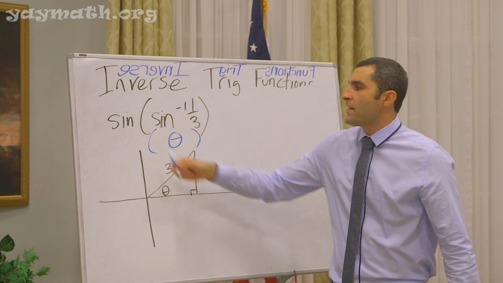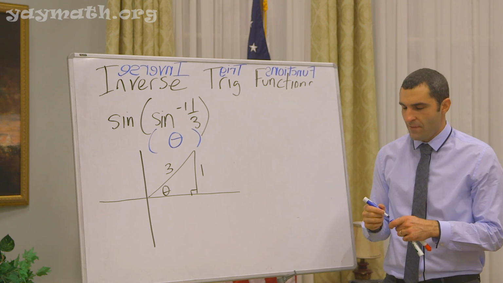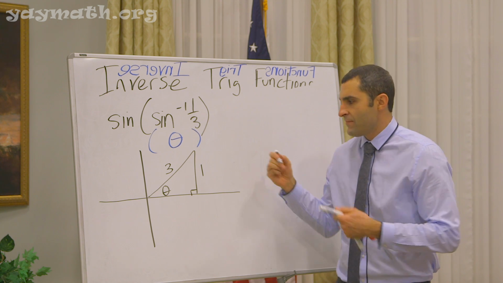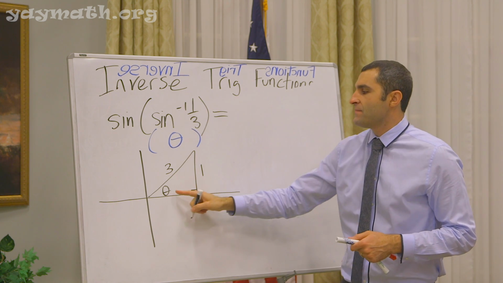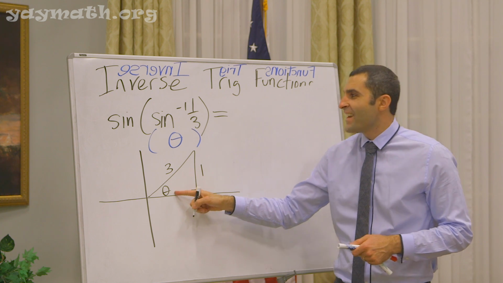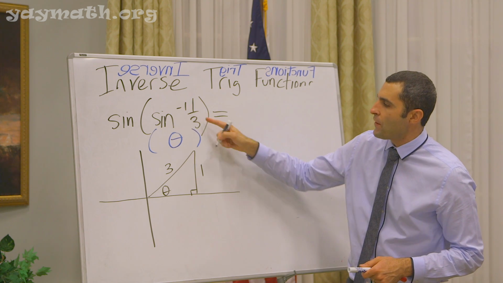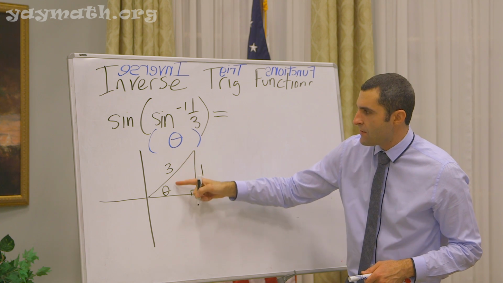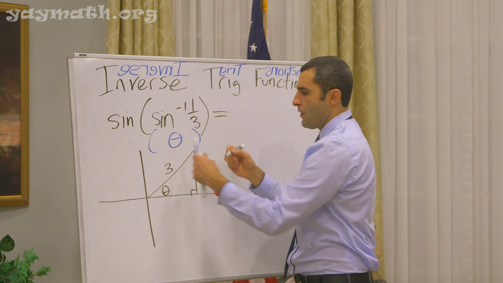So now we want to take sine of this angle. What is the sine of this angle? You don't need the angle. Check it out. Inverse sine of 1/3 is the angle whose sine is 1/3. There it is. So it's 1/3. So now we want the sine. I'll bring down sine.